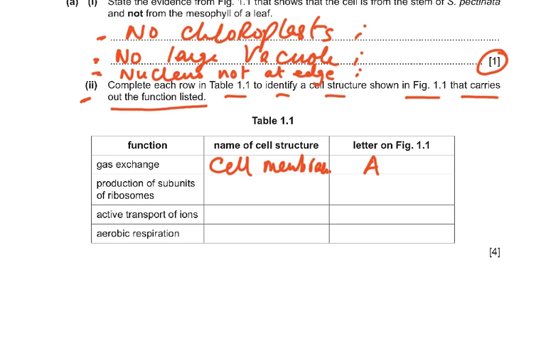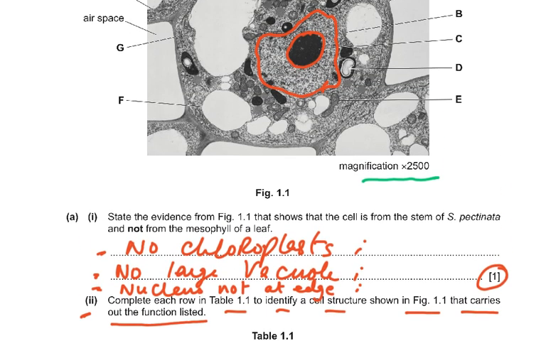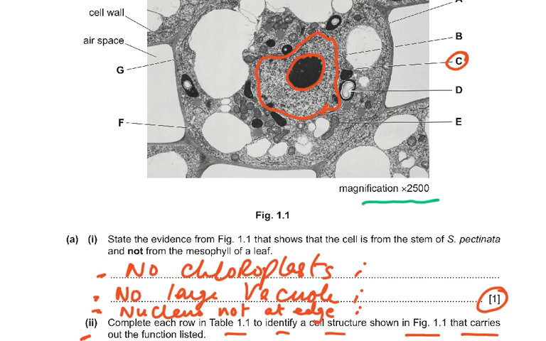or it could have been E, because E is the mitochondrial membrane. So oxygen will enter the mitochondria for aerobic respiration. So it could have been A or E. Then production of subunits of ribosomes. This is the nucleolus. And the label for the nucleolus is C. Let's see it there. This is the nucleolus.